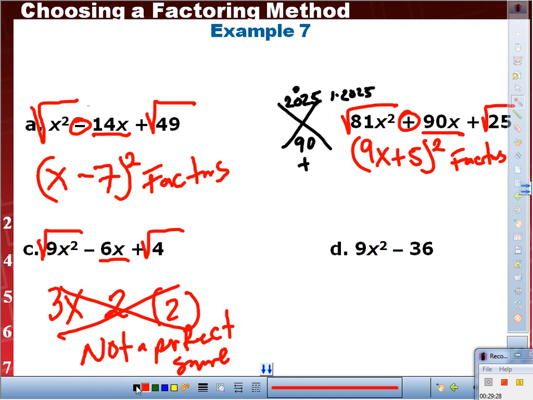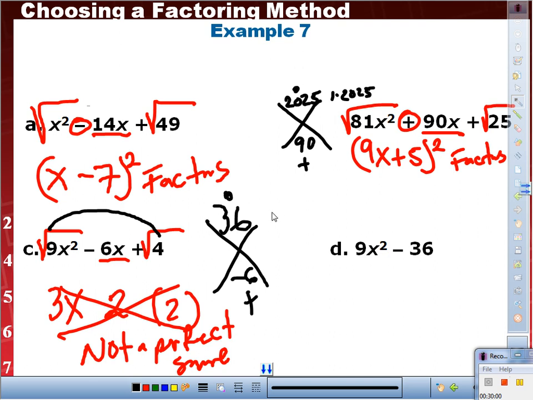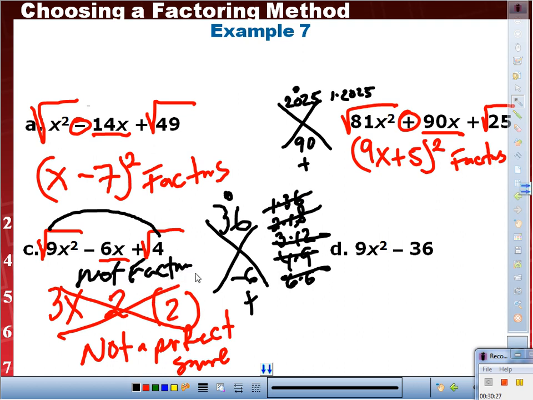Oh, we're not done with this one. Here we go. Power Rangers. What goes on top? 36. What goes on the bottom? Negative 6. What factors of 36 give us negative 30? Negative 1 times 36, 2 times 18, 3 times 12, 4 times 9, 6 times 6. Which one of those gives us this? 4 and 9 gives us negative 6? No. No. No. No. And no, not factorable.